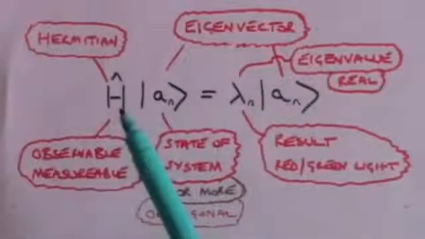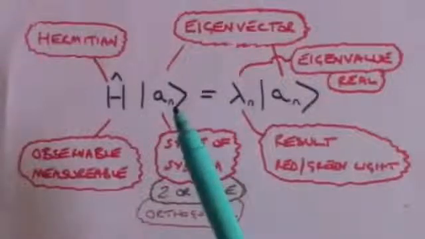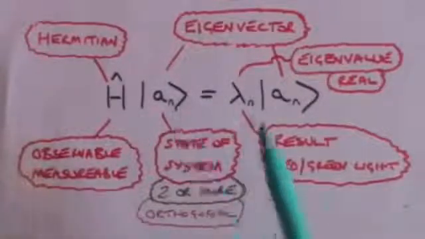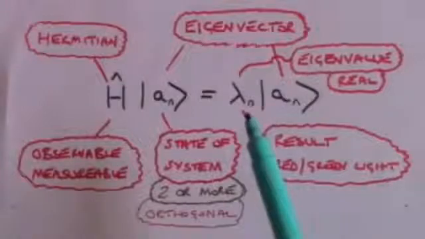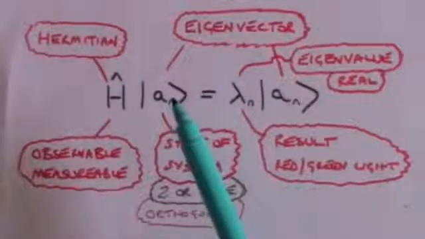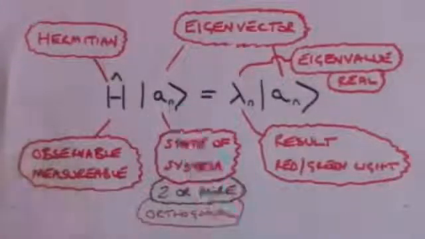You can't directly measure the Hermitian operator, you cannot directly measure the eigenvector, but the eigenvalue, which is the measurable, that is the result that you get, tells you what the eigenvector was and therefore tells you what the state of the system was. Now I just said that eigenvectors were orthogonal.